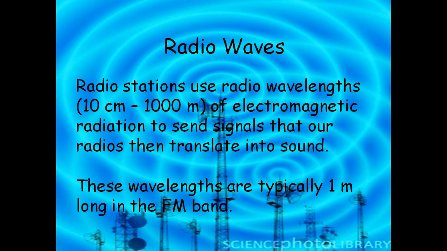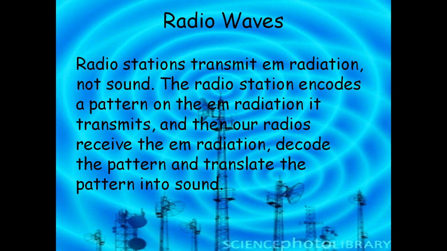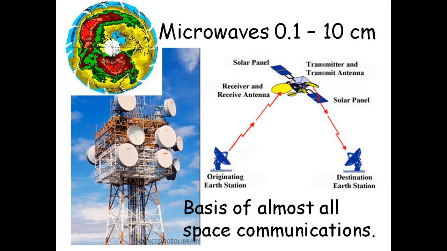These wavelengths are typically 1 meter long in the frequency modulation band. The radio station transmits electromagnetic radiation, not sound. The radio station encodes a pattern on the electromagnetic radiation it transmits, and then our radios receive the electromagnetic radiation, decode the pattern, and translate the pattern into sound.